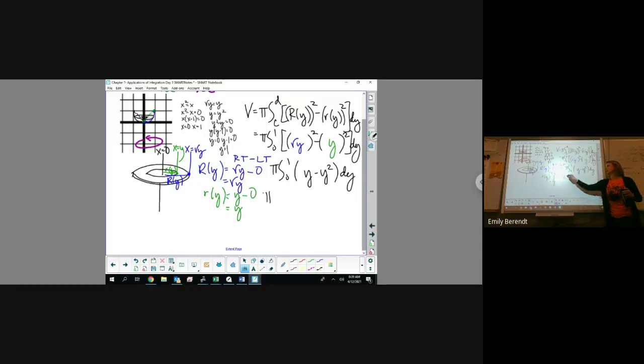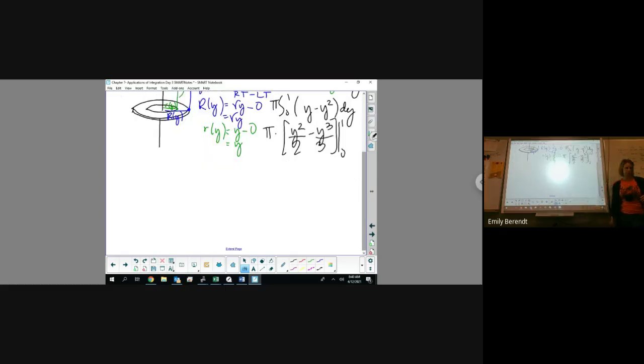Integrate pi times y squared over 2 minus y cubed over 3 from 0 to 1. Anybody want to take a wild guess? It's not 9/2. It is pi over 6. You already worked it so fast. So pi over 6 cubic units.